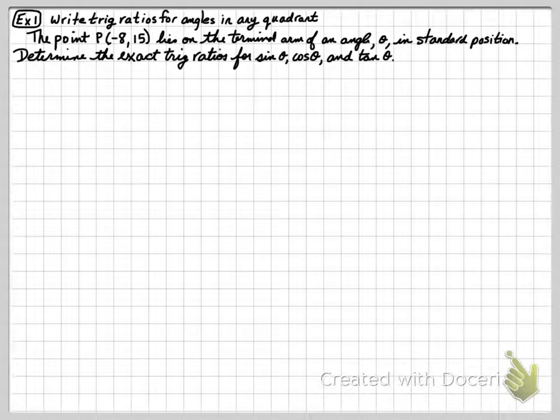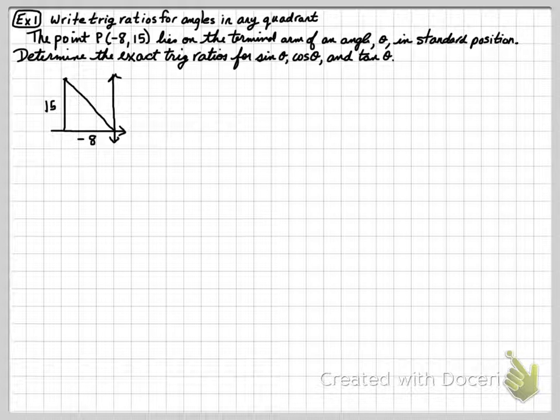Let's look at an example. Write trig ratios for angles in any quadrant. The point (negative 8, 15) lies on the terminal arm of an angle in standard position. Determine the exact trig ratios for sine, cosine, and tangent. Well, if we draw this, when P is at (negative 8, 15), that's going to be in the second quadrant.